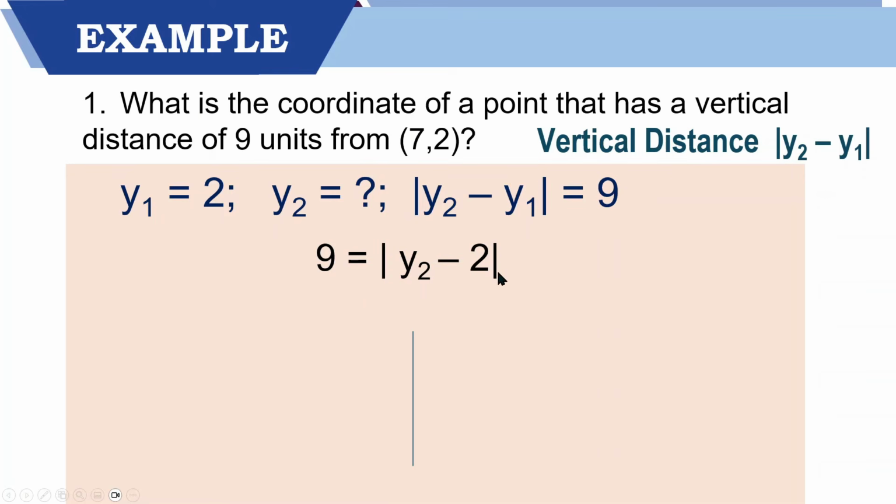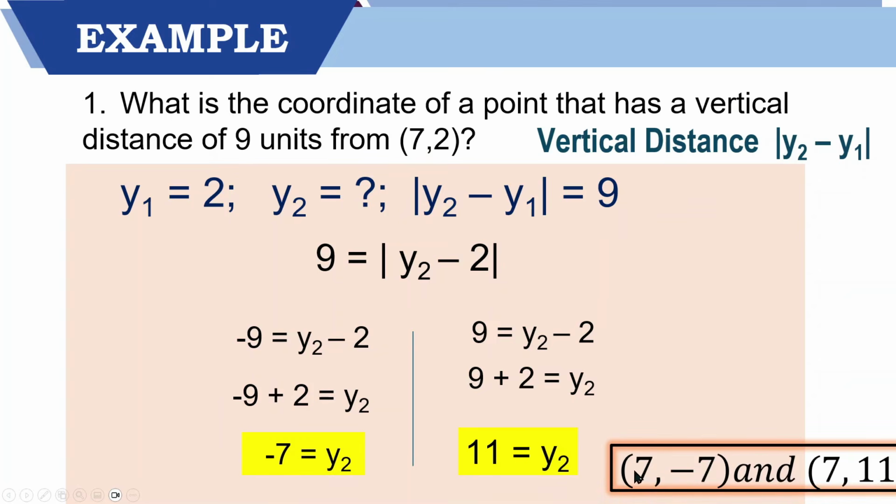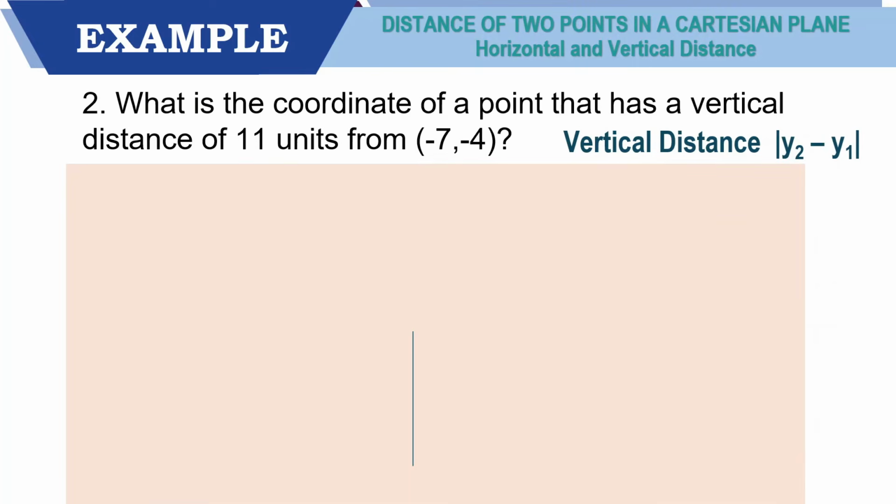Since there is an absolute value symbol, 9 can be changed to negative 9 and 9 if we remove the absolute value symbol. So we have negative 9 equals y sub 2 minus 2. Transposing negative 2 to the other side, we have negative 9 plus 2, which is equal to negative 7. For the other one, we have positive 9 equals y sub 2 minus 2. Transposing negative 2 to the other side, we have 9 plus 2, which is 11. Since we are not going to change the x coordinates, we will just pair 7 with these two y coordinates for the possible answers. Then we have (7, -7) and (7, 11) as possible answers.